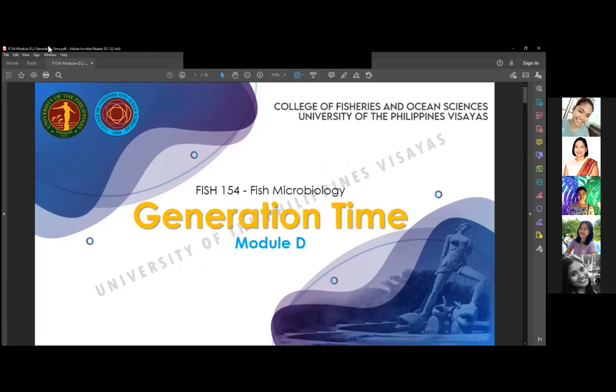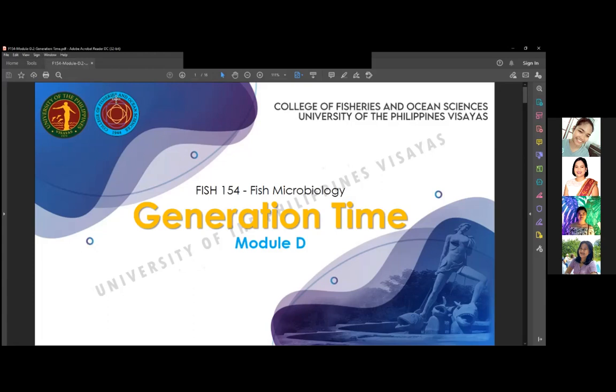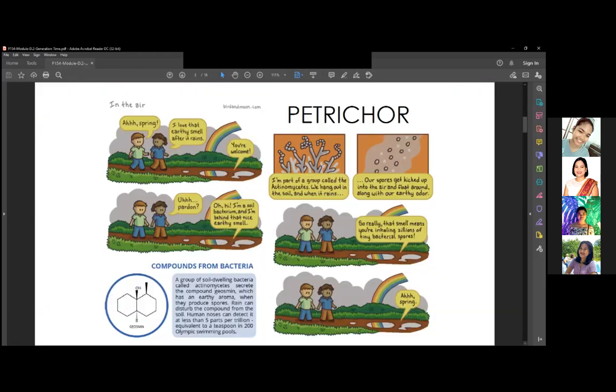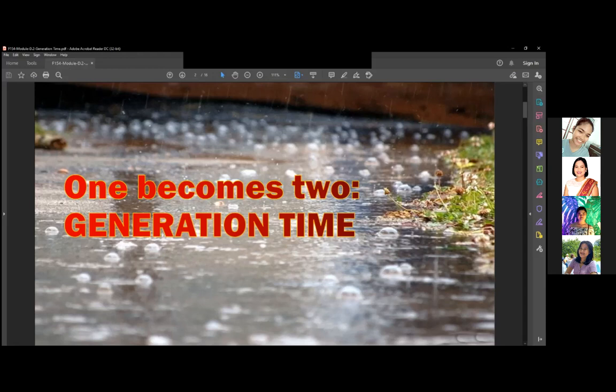So we are now here sa generation time. So, sige, para akong ulyanin. No, this one is no longer, will not include the computation part. No, but some of the things here might be included in the exam. Okay, only the computation part.